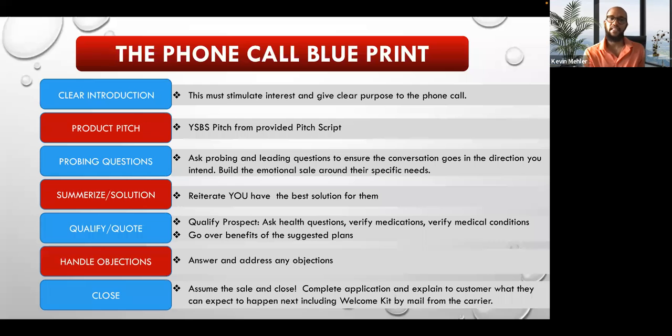Okay. Next thing is you do want to ask probing questions, because probing questions ensure that the conversation goes in the direction that you intend for it to go. And then you also build that emotional sale around a specific need that the customer has. Oh, I need new dentures, right? And currently they don't have any dental benefits and you have a plan that does have a good amount of dental benefits. You want to build the reason why they need this plan over that plan, right?